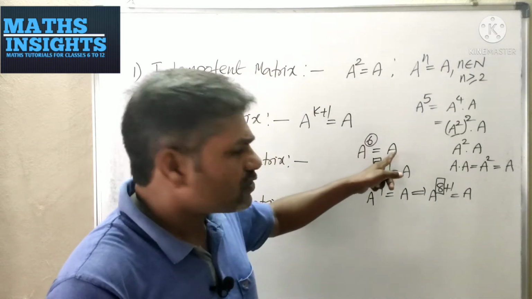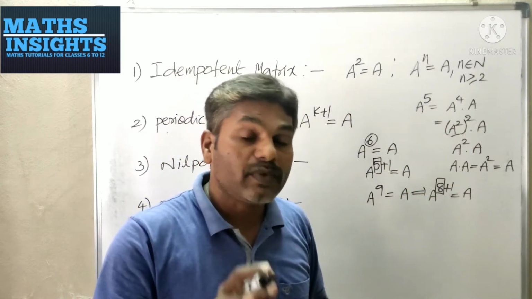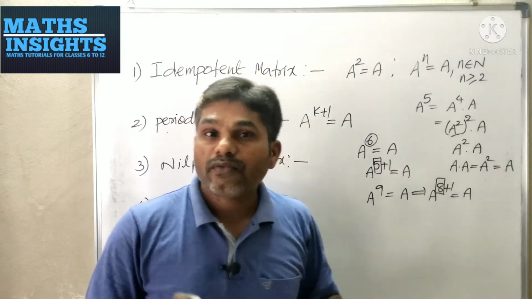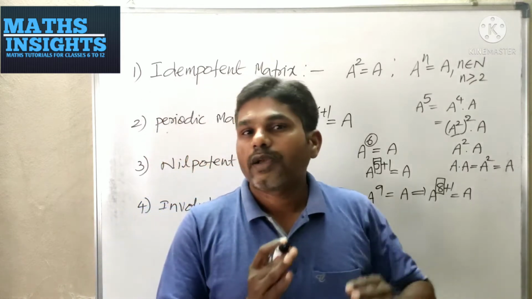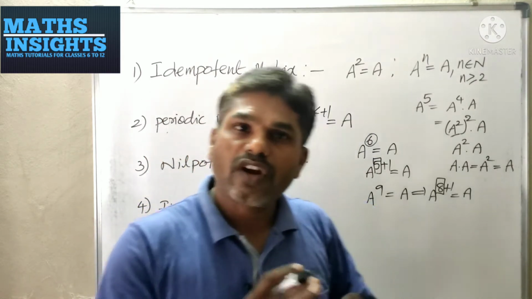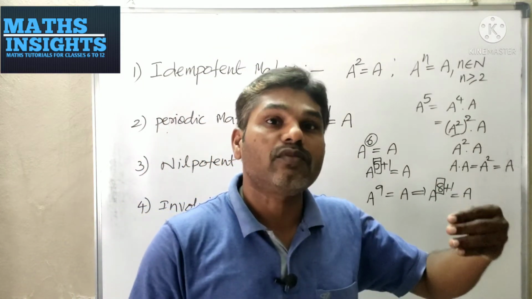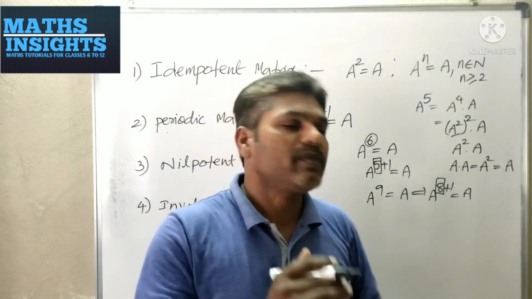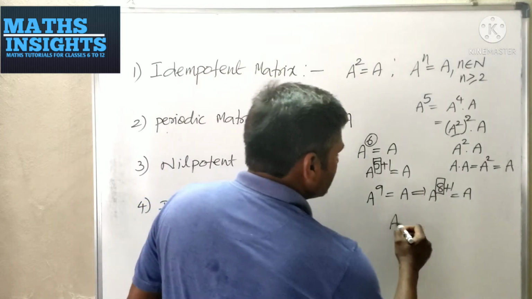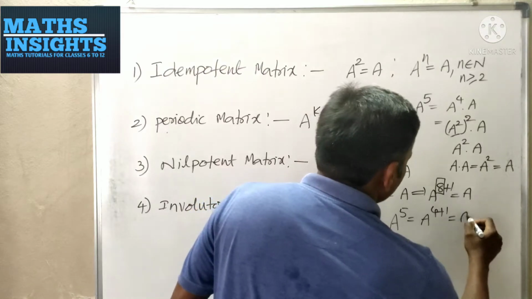When A power 6 is equals to A, it should not be that A power 5 is equals to A. Why? Because when A power 5 is equals to A, period of that matrix will become 4. If it is A power 5 is equals to A, then the period will become 4. Why? Because 5 can be written as 4 plus 1, A power 4 plus 1 that is equals to A.